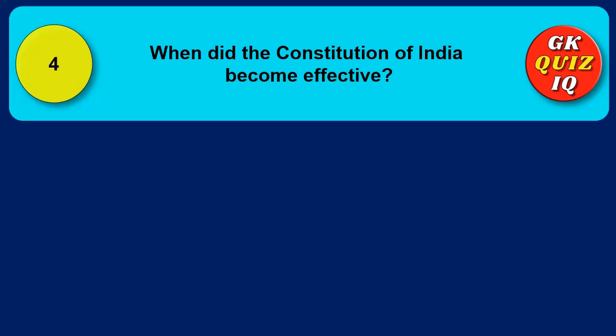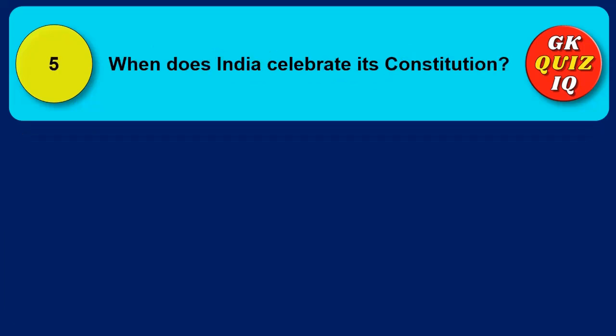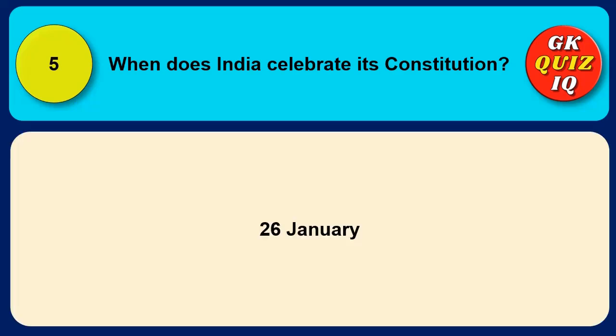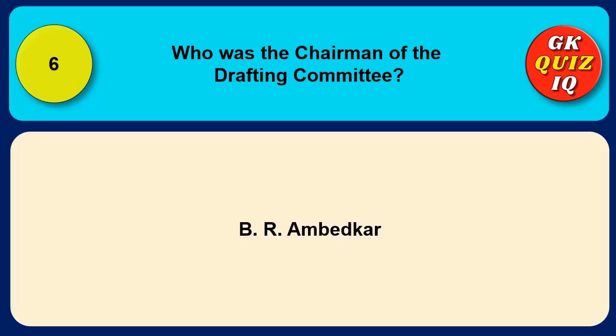When did the Constitution of India become effective? 26 January 1950. When does India celebrate its Constitution? 26th January. Who was the chairman of the drafting committee? B.R. Ambedkar.